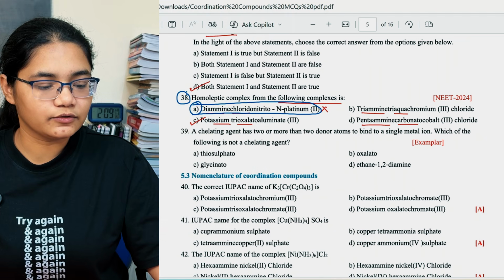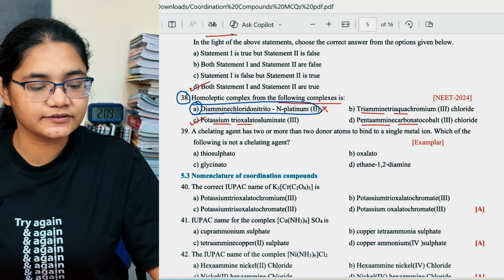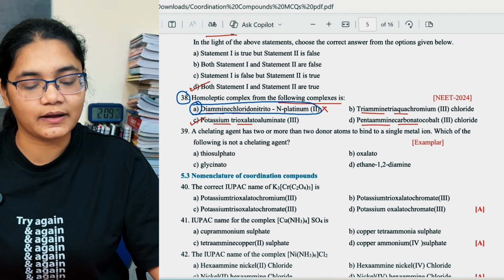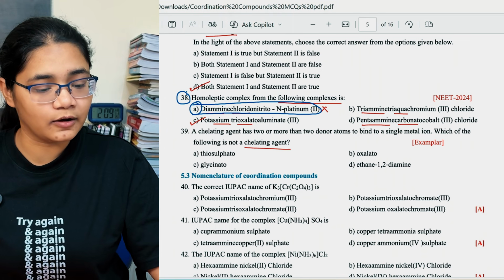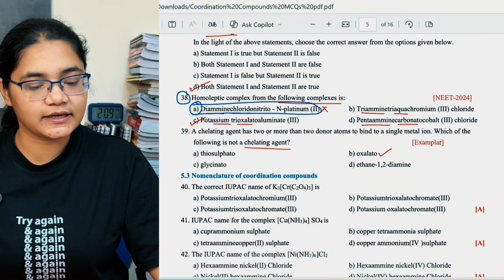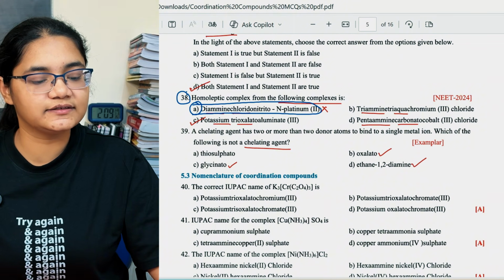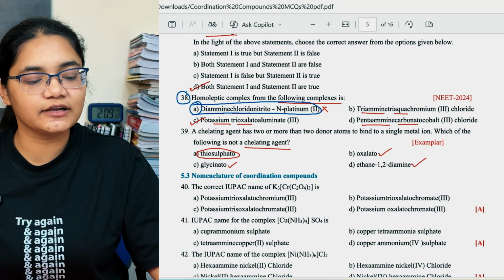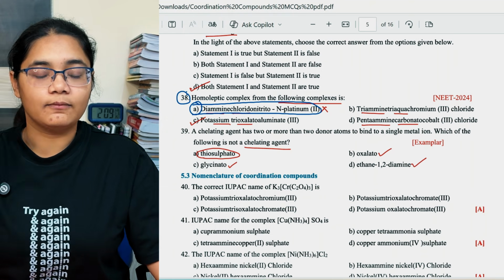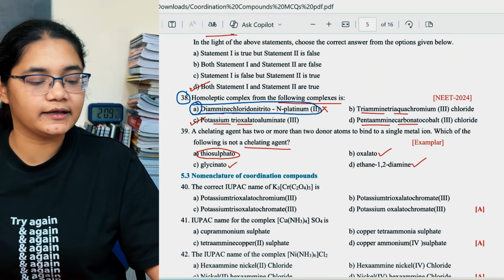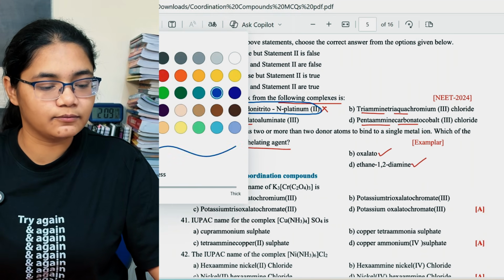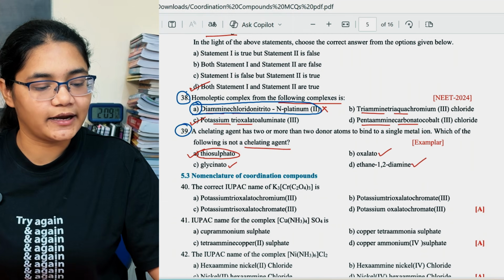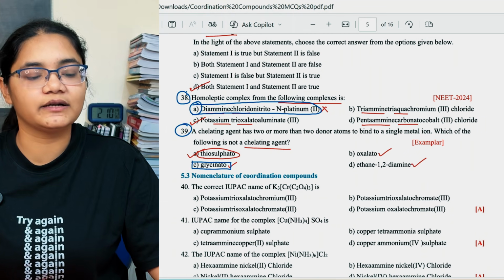Now moving to the next question. A chelating ligand has two or more than two donor atoms to bind to a single metal atom. Which of the following is not a chelating ligand? Oxalato is a chelating ligand. This is also a chelating ligand. This is also a chelating ligand. Thiosulfato is a unidentate ligand, so it is not a chelating ligand. So option number A. But this answer is also given wrong in the book, in the answer key. I'm highlighting that the answer they have given is C, but this is not a correct answer.